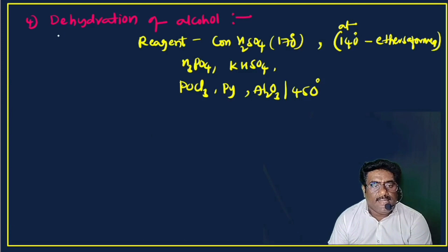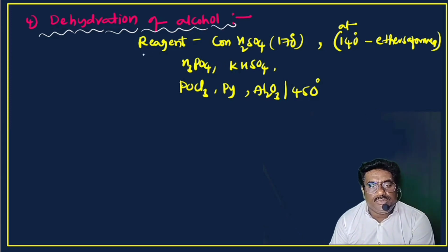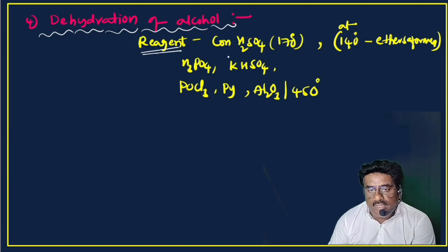Fourth one, dehydration of alcohol. Dehydration: D means remove, hydration means water, so removing water from alcohol. So what is the reagent used for the dehydration of alcohol? Concentrated sulfuric acid at 170 degrees Celsius.